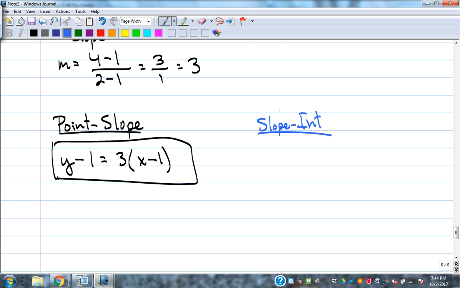How do I do that? What's the first step? Distribute. That's the right first step. 3 times x and 3 times 1. So that's y minus 1 equals 3x minus 3.